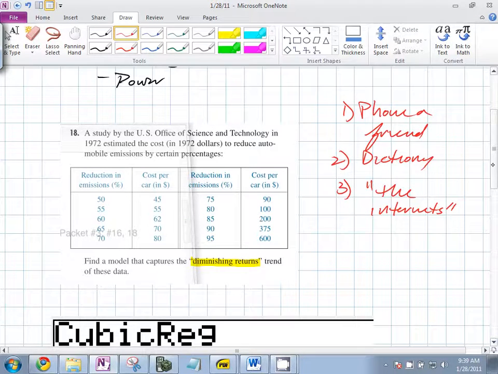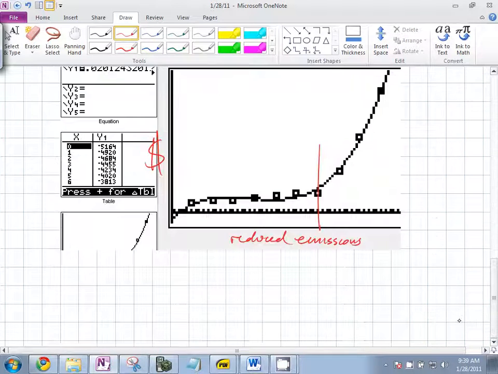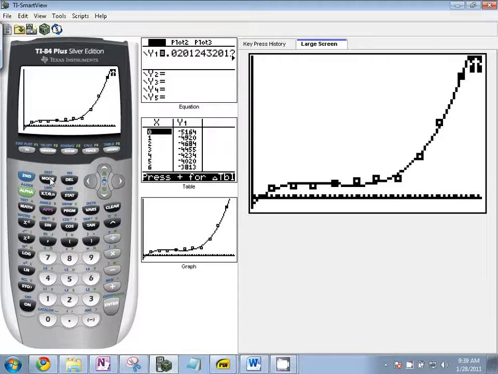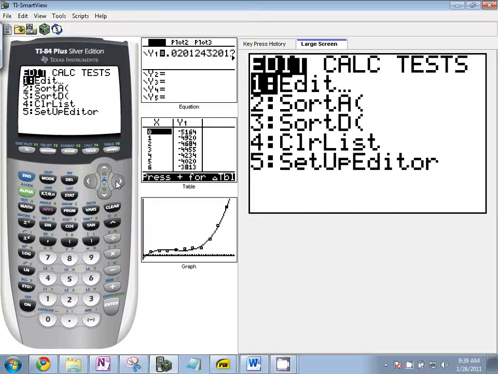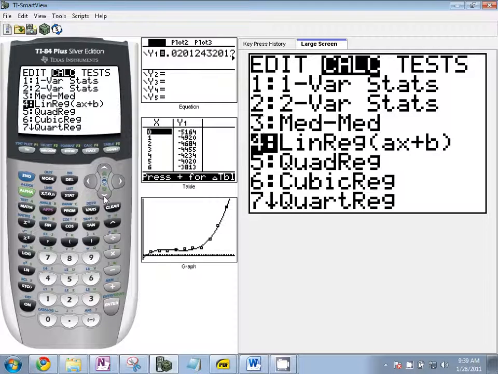It's not bad. Now, if you wanted to run a different model, let's run a different model. If we quit out of this, stat, calc. Let's try a different one. Quartic reg. Let's try quartic reg.